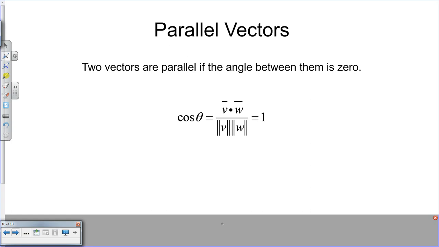Now, parallel vectors. Obviously, two vectors are parallel if the angle between them is 0. So if the angle is 0, that means that when we take the cosine of that angle, we're going to get 1. So really what that means is that V dot W divided by the two magnitudes equals 1. If they ask if two vectors are parallel, you need to take this product, divide by the magnitudes, and see if you get 1. If you get 1, then yes, those are parallel.